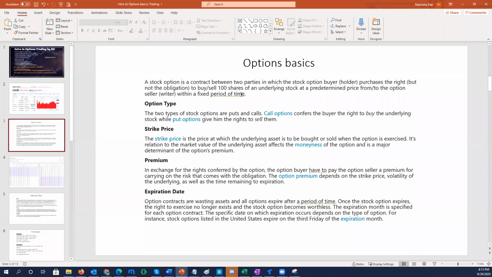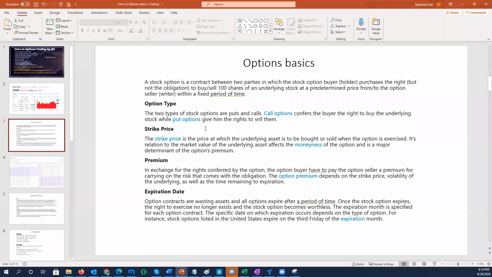Okay, then there are two types of options you have. One is call options and one is put options. So puts and calls. Call options confer the buyer the right to buy the underlying stock, while the put options give him the right to sell them. I'll show you in the example, a little bit of basics, just go through the theory. So a call option is basically the buyer's right to buy the underlying stock at a particular or agreed upon price. A put option is the right to sell the same stock at an agreed price. Okay. So we'll see how that works in a few slides.